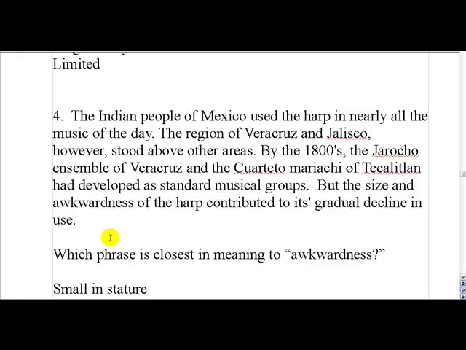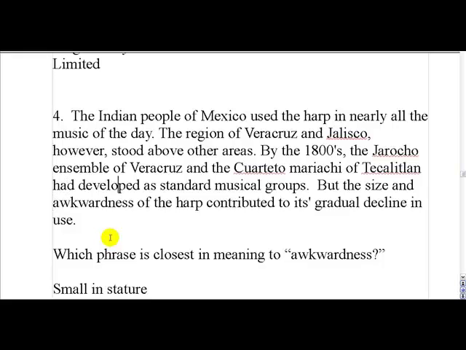The Indian people of Mexico use the harp in nearly all the music of the day. The region of Veracruz and Jalisco, however, stood above all other areas. By the 1800s, the Jericho Ensemble of Veracruz and the Cuarteto Mariachi of Teclan had developed as standard musical groups, but the size and awkwardness of the harp contributed to its gradual decline in use.